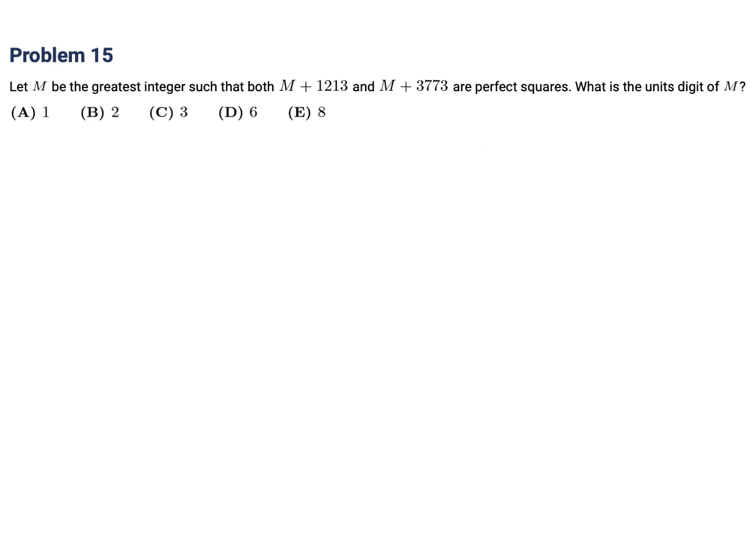Let m be the greatest integer such that both m plus 1213 and m plus 3773 are perfect squares. What is the units digit of m? m plus 1213 is a perfect square, so I'll just call it n squared. And m plus 3773 is also a perfect square, so we'll call that k squared.